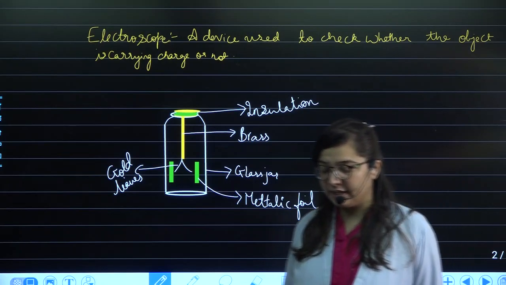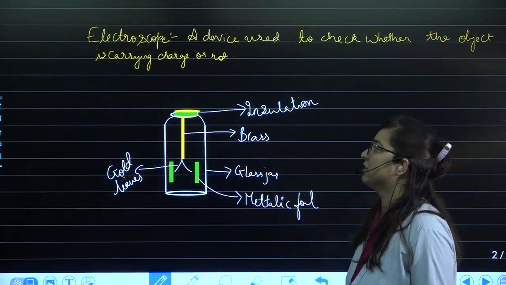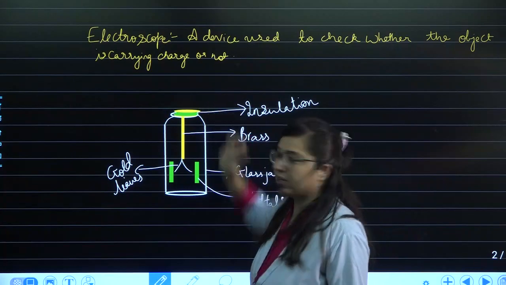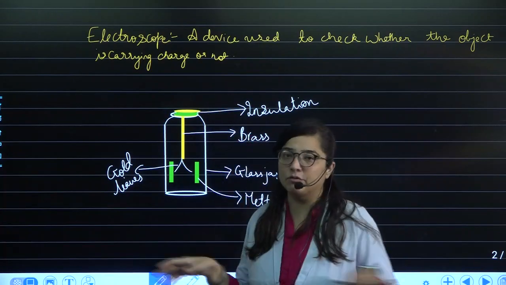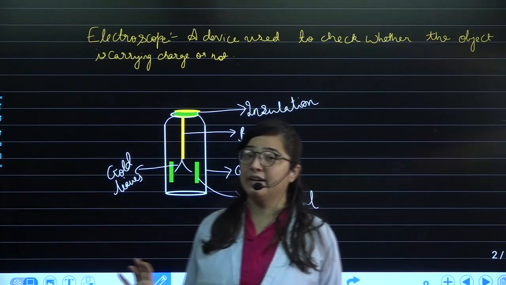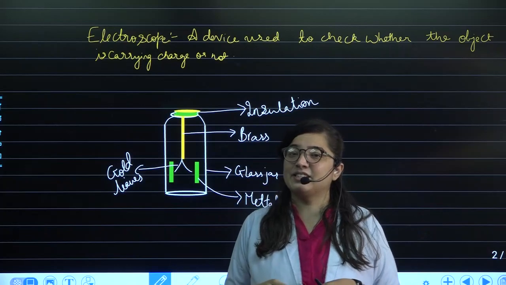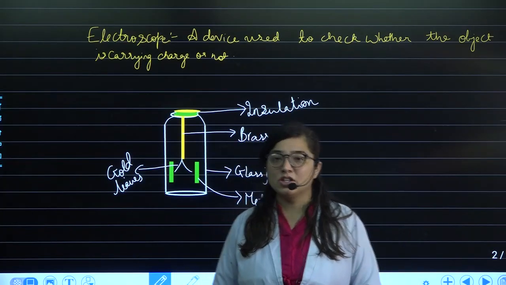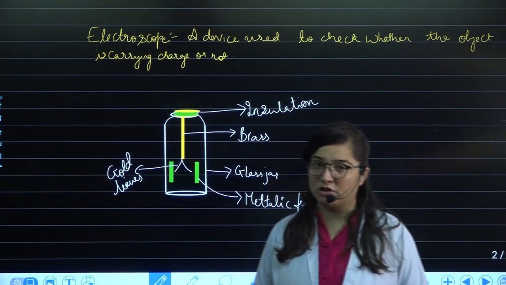Now, what is an electroscope? It is a device which is used to detect whether any object is carrying charge or not. We can just place the object at the top over here. If the gold leaves diverge, then it is carrying charge, and if they remain in the steady state position, then it does not carry any charge. In this way we can conclude whether any object is carrying charge or not.